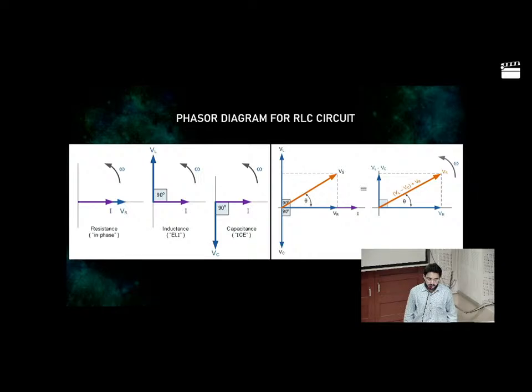So the resultant formed will be along the direction of Vs. Vs is the resultant of VR plus VL minus VC. We have to keep in mind that here we have taken that the inductive voltage drop is greater than the capacitive voltage drop.